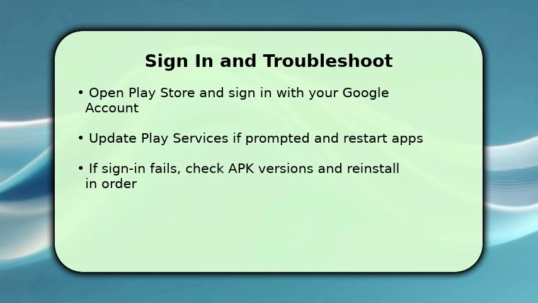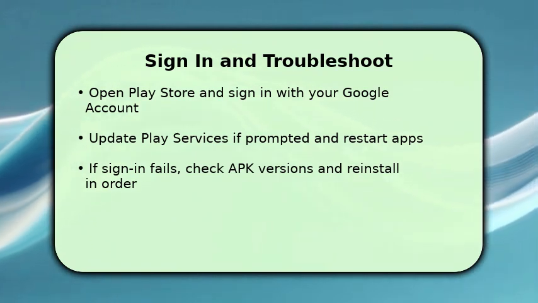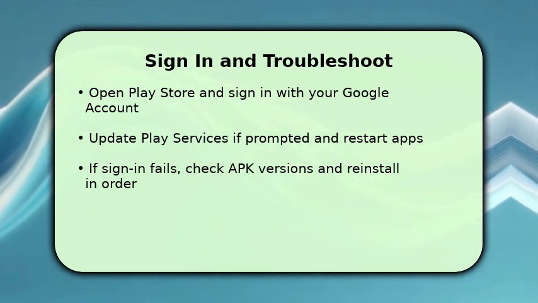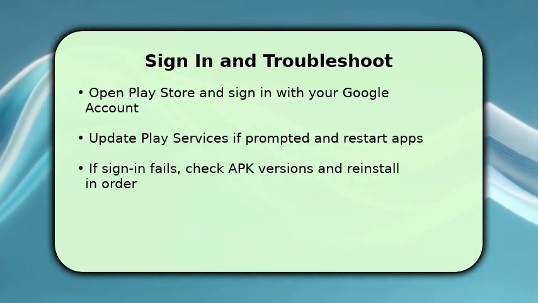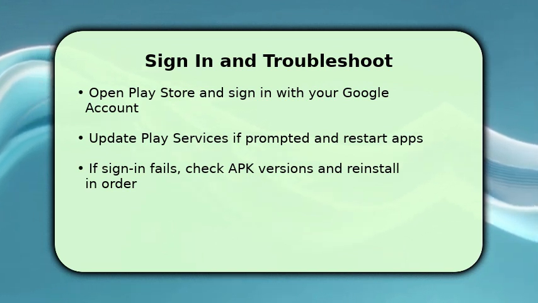Now open the Play Store and sign in with your Google account. This connects your apps and settings. If Play Services prompts for an update, allow it and then restart the tablet so updates apply. Make sure sync is enabled for contacts and Play, otherwise your data won't appear.